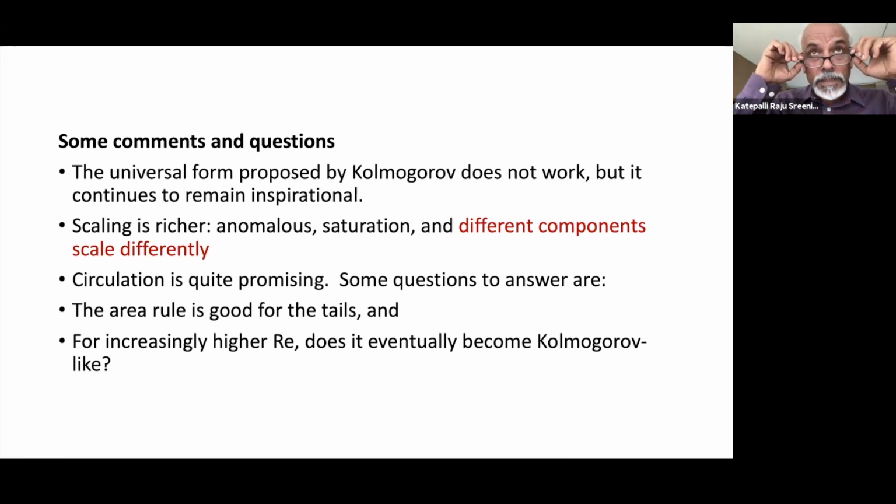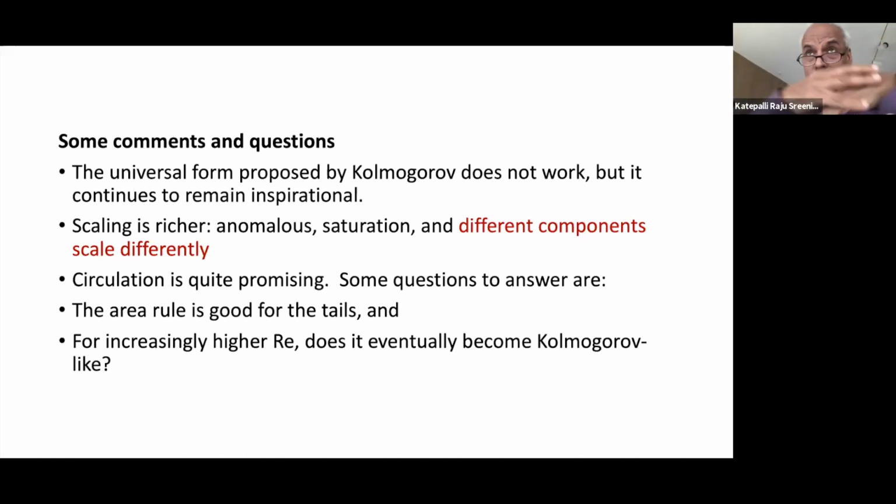Scaling is much richer than what you find in critical phenomena, where if you tell me the correlation scale or one other scale, everything is related to each other. And that would be perfectly true for the standard Kolmogorov. But now they are anomalous. And as I said, they saturate, and then different components scale differently.